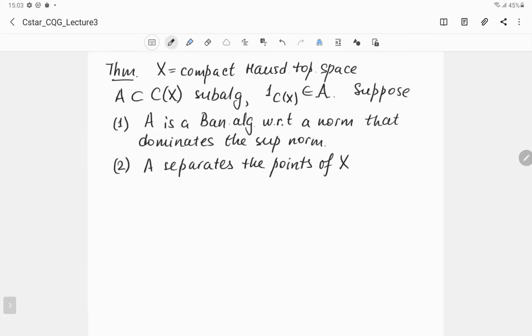And condition 3, each character of A is a point evaluation. So for each character chi of A, there is a point x such that chi equals epsilon x.